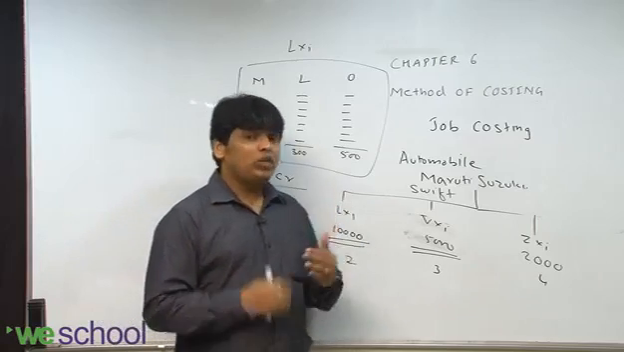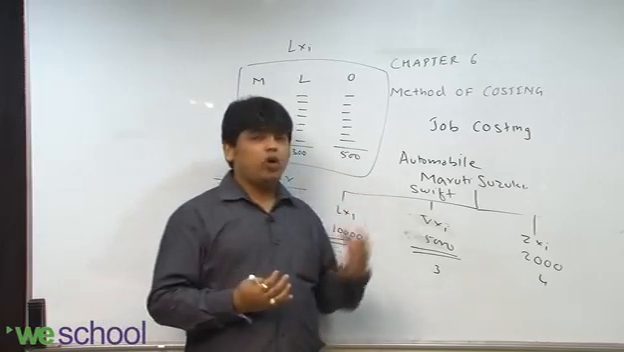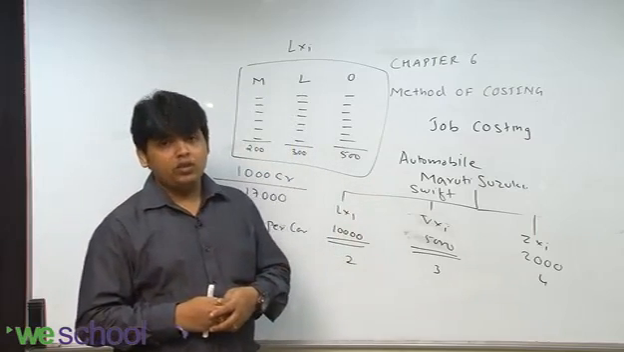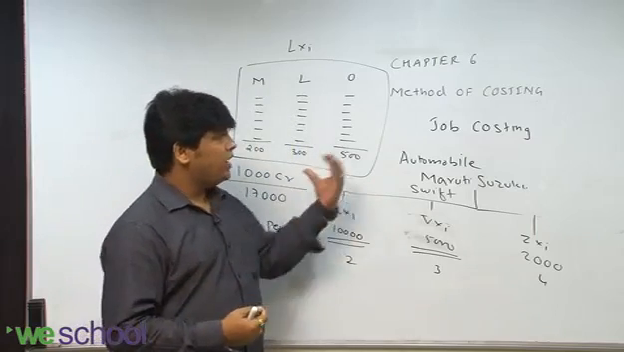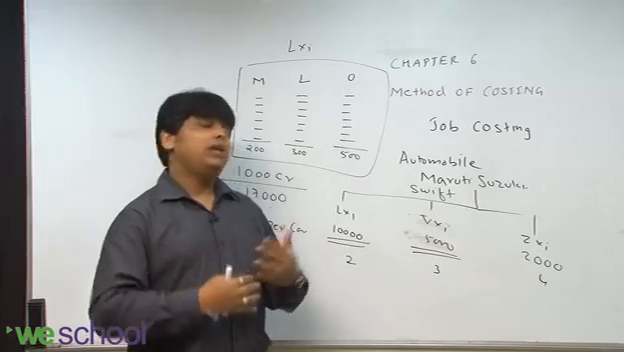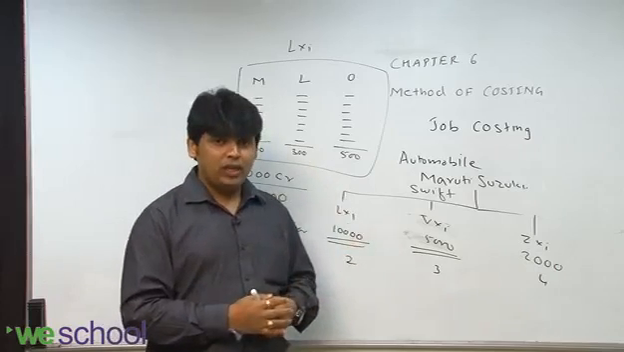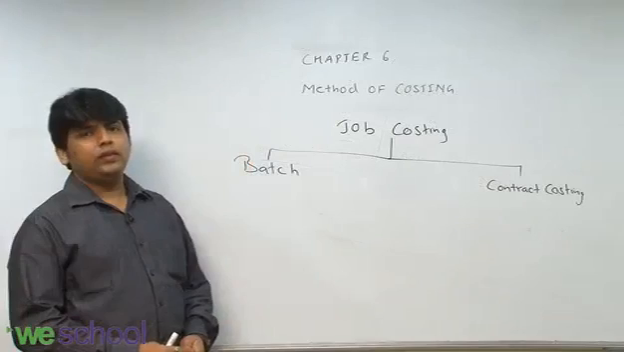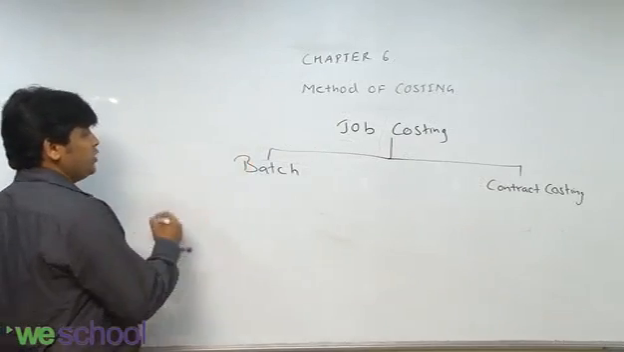Now we'll move on to the next part of job costing, that is contract costing. So just give me a moment so that I can clear all this, and then we'll move on to the next part. So I think now the batch costing is clear.